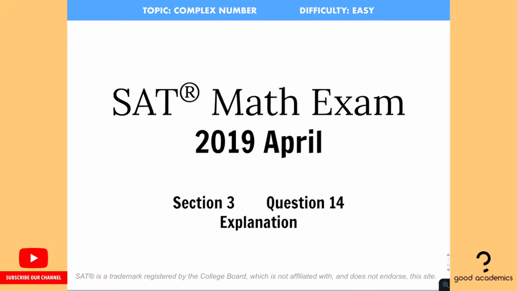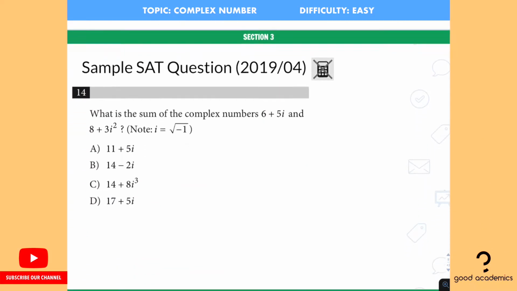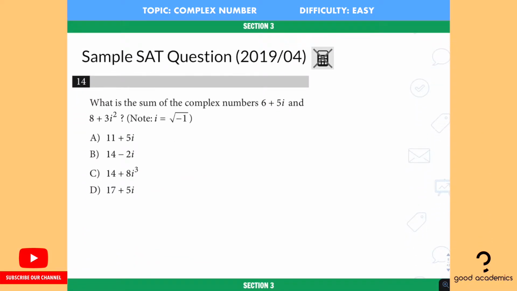We will go over 2019 April SAT Math Exam, Section 3, Question 14. This question addresses the topic of complex numbers. It's asking you, what is the sum of the complex number 6 plus 5i and (8 plus 3i) squared? Before we start, I hope we can do a very quick review of the complex number.